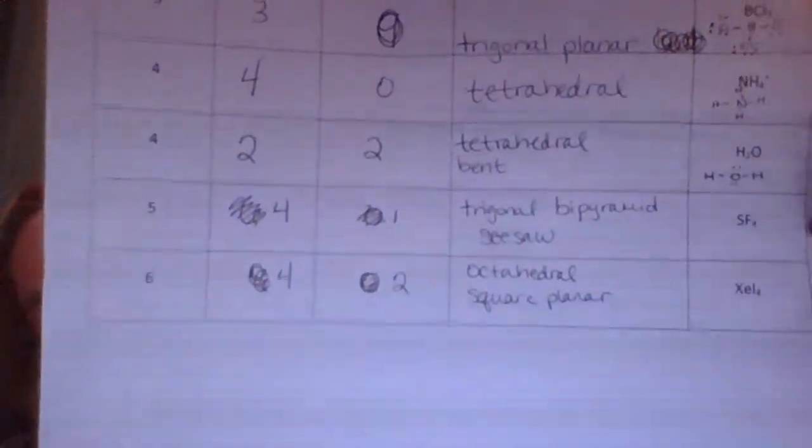6 areas of electron density on XeF4 because there are 2 lone pairs and 4 chemical bonds. So number of bonding groups of electrons, 4. Number of lone pairs of electrons, 2. Octahedral square planar, or planar, however you say that.